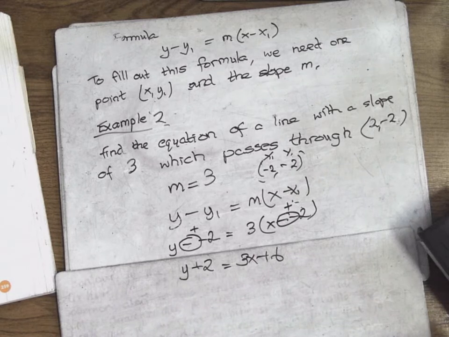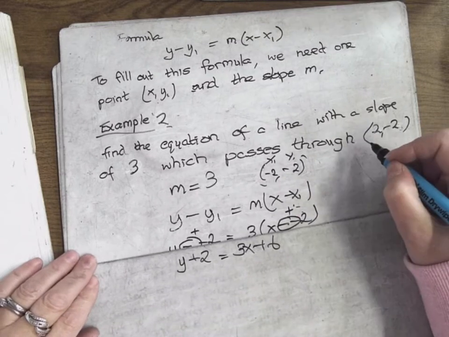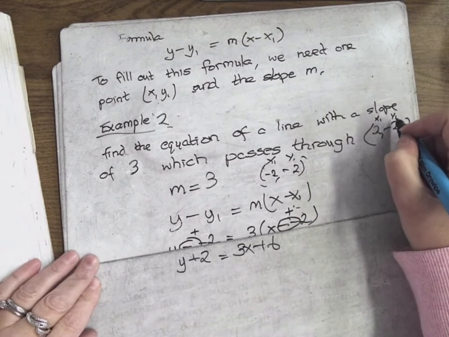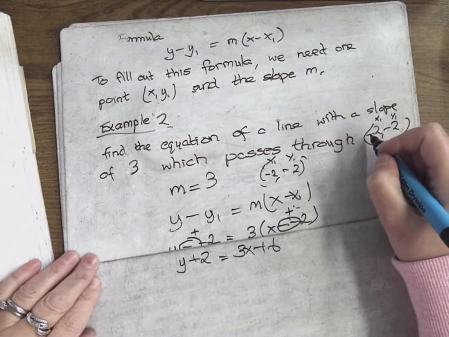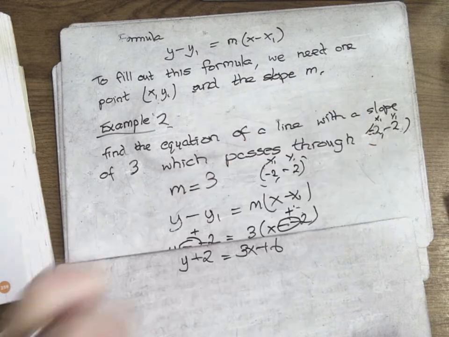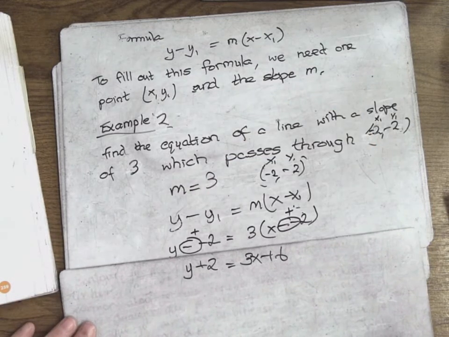Now, in the question, is x1 minus 2 or plus 2? Oh, it's 2, isn't it? Sorry. Oh, look. X1, Y1. If I do that, everything will be fine. Right? Okay. So it's 2, minus 2, the point, okay?